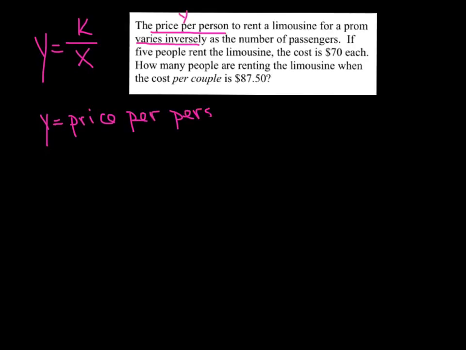And then, let's see, what's the other variable here? It looks like number of passengers is going to be my x. So we're going to let x represent the number of passengers in the limo. Kind of a fun question to think about. Problem is not that far away. It's coming around the corner before you know it.